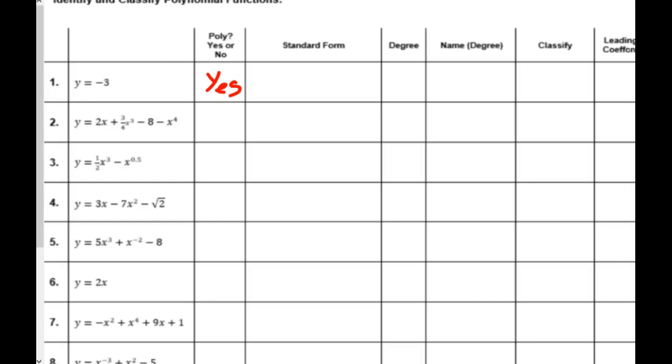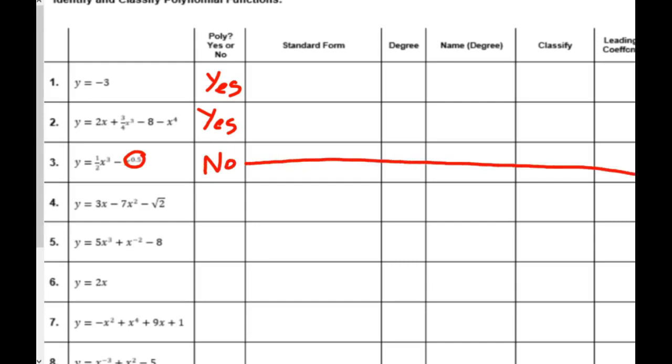What about number 2? Power 1, power 3, no power, power 4. Those are all positive powers, right? And none of them are decimals, so yes, it's a polynomial. Okay, what about 3? 3's no, why not? Can everyone circle that bad power? You cannot have a 0.5 power for a polynomial. Put no. Okay. We're not going to do the rest of it if it's not a polynomial. It's got to be a polynomial, first of all.